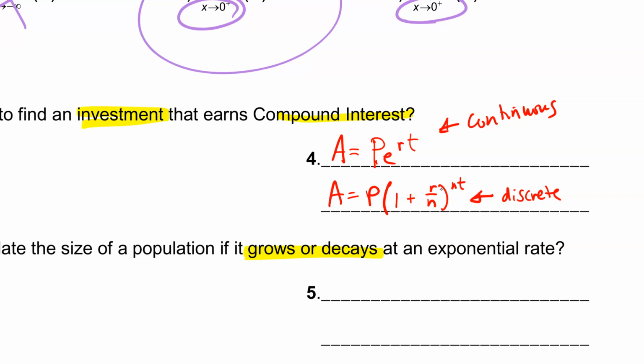With continuously, you use the one with e. Discrete, quarterly, monthly, whatever, you use the second one. Cool. And this is for money. This is for interest.